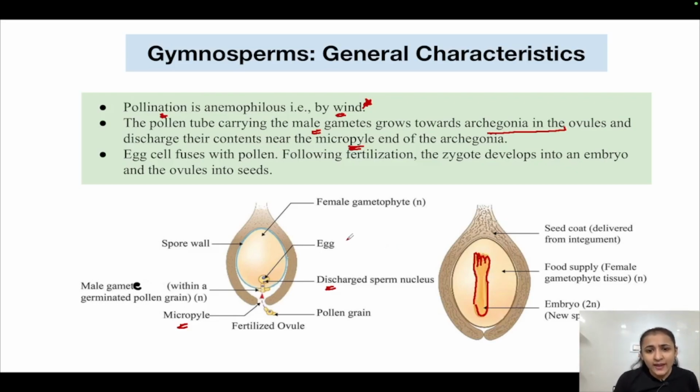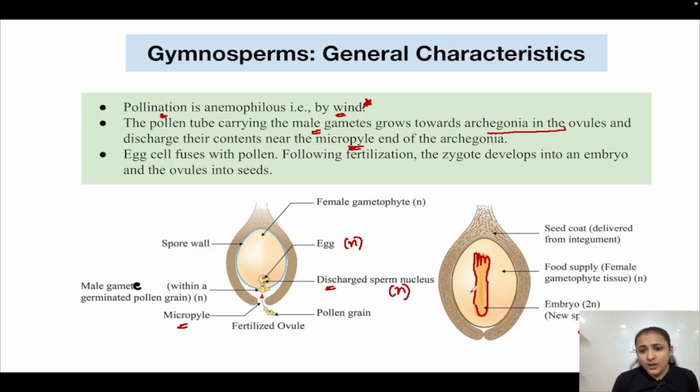Okay, so the egg, it is n, the sperm nucleus is also n, the egg nucleus is also n. When they fuse with each other, they will form a zygote. The zygote is a single cell, it will undergo mitosis to form a multicellular structure known as the embryo, and the embryo is representing what? It is representing the sporophyte, the new sporophytic generation, which will grow into a new plant after the seed germinates in suitable and favorable conditions.